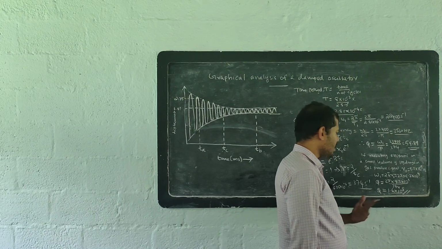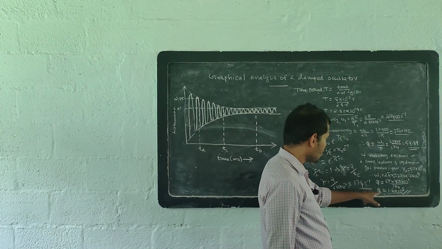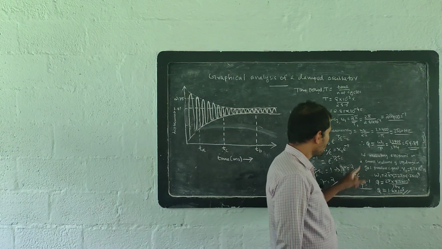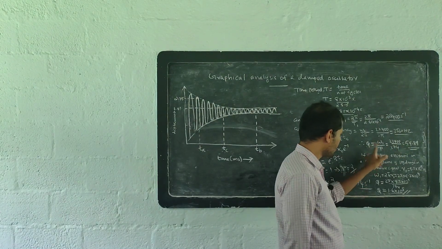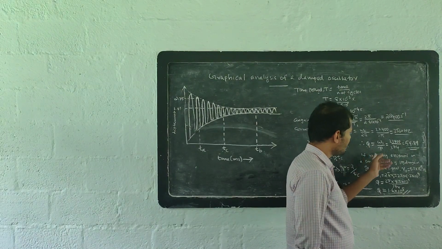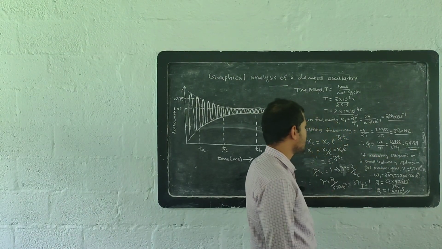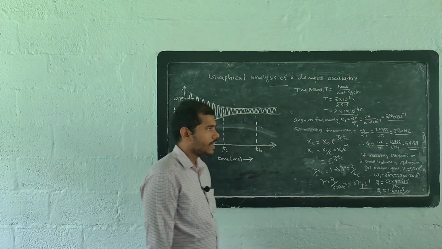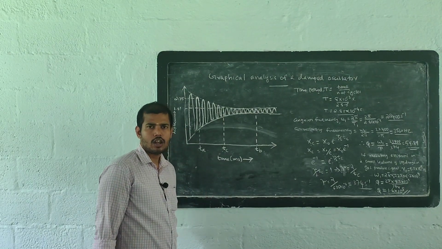So, if electronic systems produce damped harmonic oscillations, the quality factor will be very high. But in the case of an atomic system, the quality factor will be very small. That's all about the graphical analysis of a damped harmonic oscillator. Thank you, friends.